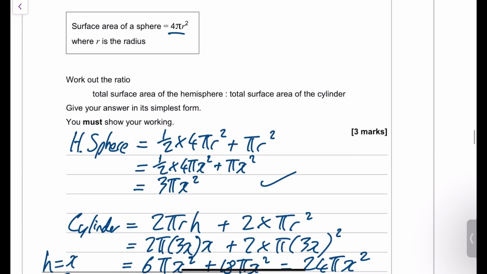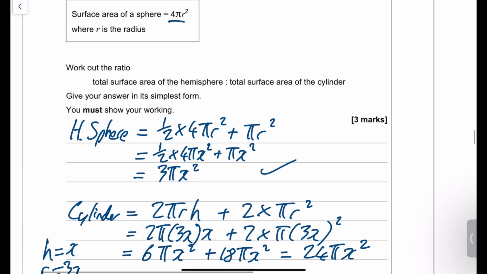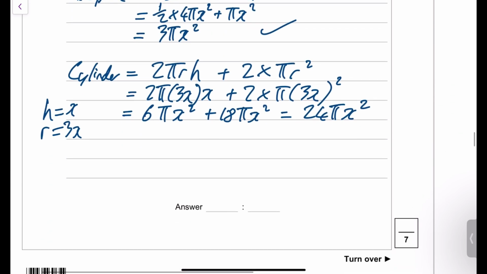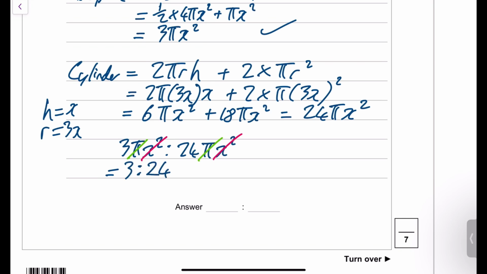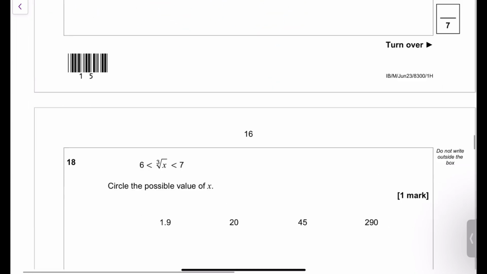Right, it says find the ratio of the total surface area of the hemisphere to the total surface area of the cylinder. So now it gets easy. It's 3 pi x squared to 24 pi x squared. Get rid of the x squareds. Get rid of the pi's. You're left with 3 to 24. Not quite done. Divide both by 3. 1 to 8. Lovely question. Very, very nice.